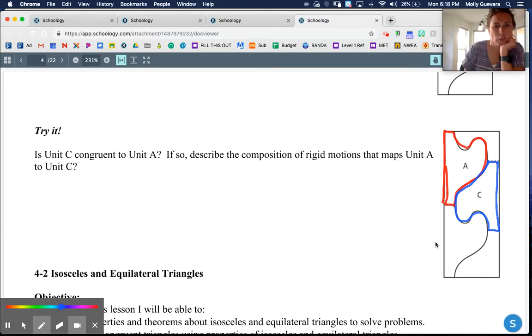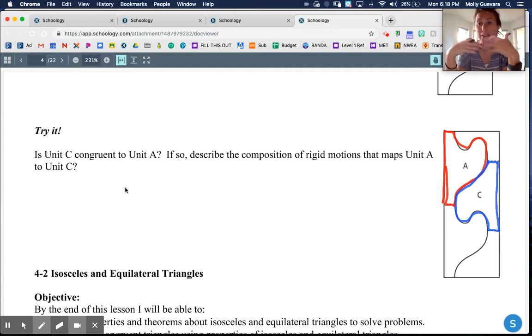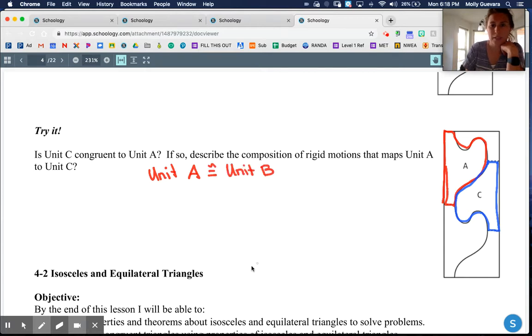Okay, so now that you've tried it, let's go ahead and look. So the first thing I see is yes, these two units have to be the same. In order for all these pieces to fit together, every single unit has to be the same. So unit A, we can say, is congruent to unit B. Okay, so now that I know that, it says describe the composition of rigid motions that maps A onto B.